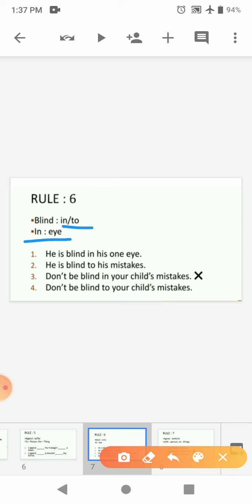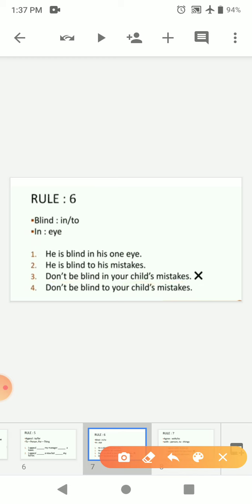So for example, he is blind in his one eye. Whenever we are using this word blind and we are actually talking about the eyesight of that person, referring to the literal meaning of blind, then we have to use in. Then it takes preposition in, talking about somebody's eyesight. So we use in. He is blind in his one eye.